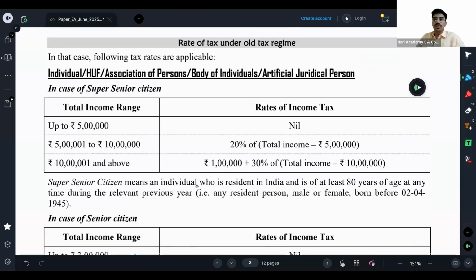What you have to also notice, in the new tax regime, there is no concept of senior citizen and super senior citizen. Only in old tax regime we have this concept of senior citizen and super senior citizen, but in the new tax regime we do not have that. Okay.